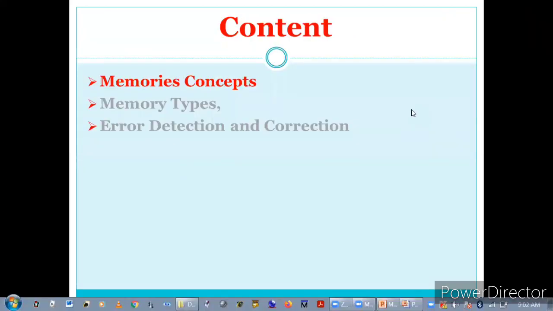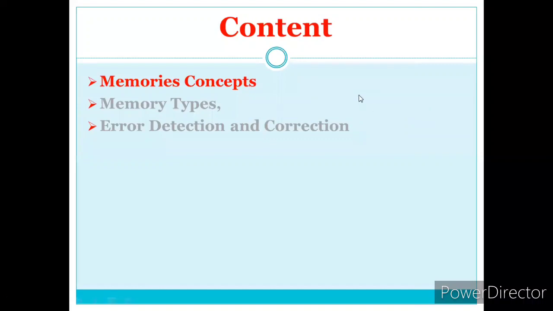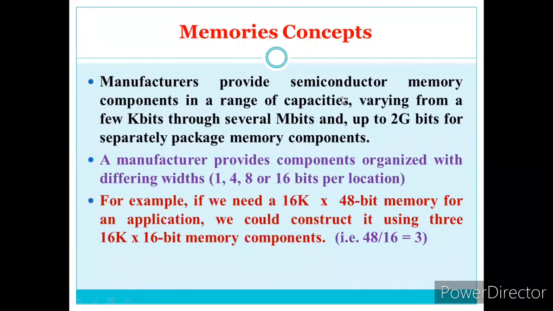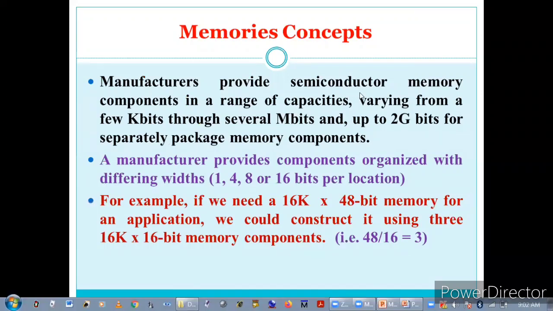So first let us see the continuation of the memory concepts. In the previous class, we have seen how the configuration of memories is there and how the design of the memories can be done. Now let us see some of the manufacturers, how they are manufacturing different configurations of the memories there, or what are the organizations of the memories they are manufacturing.